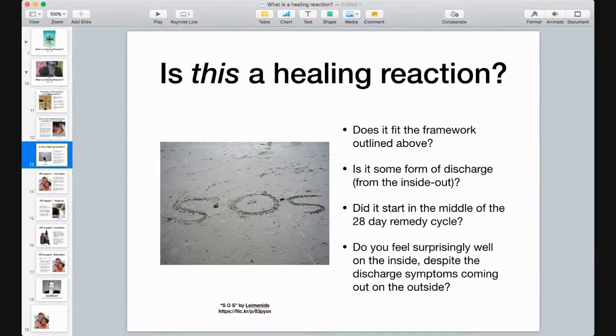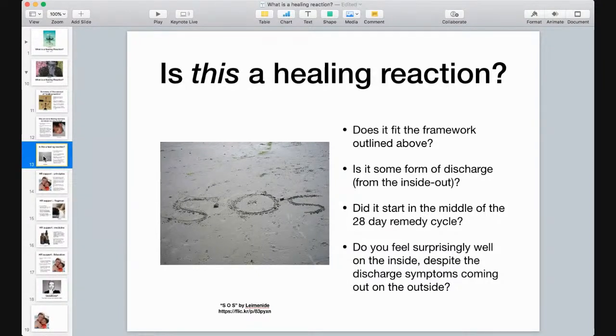The other general framework you can look at, or question you can ask, is, did these symptoms, what I think may or may not be a healing reaction, start somewhere in the middle of the 28-day cycle since the last remedy I took? So if you're somewhere in that 10, 12, 14-day mark, even 15, 18 days, somewhere in that middle zone, then yeah, that's another big check mark, or a big clue that you are likely in the middle of a healing reaction.